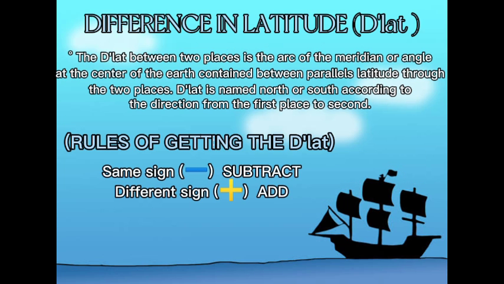Difference in latitude, or in short, dilat. The dilat between two places is the arc of the meridian, or angle at the center of the Earth, contained between parallels of latitude through the two places. Dilat is named north or south according to the direction from the first place to the second. Rules in getting the dilat: same sign subtract, different sign add.